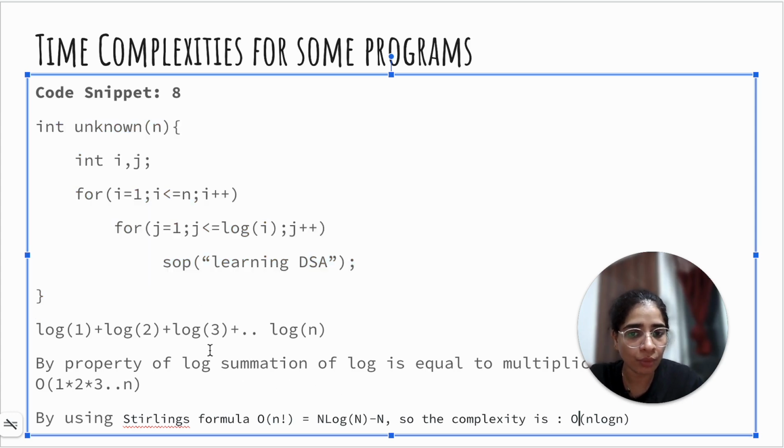If you don't know about this property, you can check out the properties of log. And if you are not sure how we have converted from log of n factorial to n log n, you can check out Stirling's formula, which says that log of n factorial is equivalent to n log n minus n. So I'm neglecting this, and so the complexity is order of n log n only.